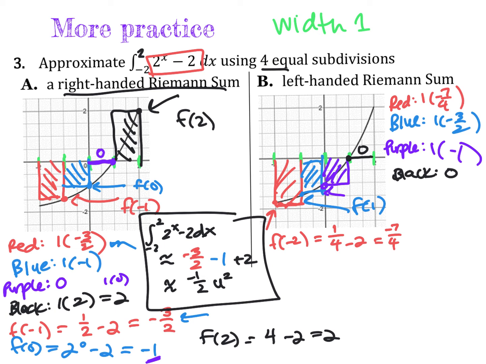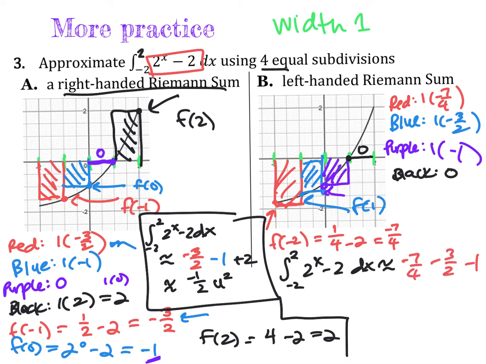So all of this area that we're actually calculating is below the x-axis now. So it's all going to be negative area. So the integral from -2 to 2 of 2 to the x minus 2 dx is approximately negative 7 over 4 minus 3 over 2 minus 1. This is going to be negative 4 1/4, or I hate mixed numbers like this, so negative 17 over 4 units squared.